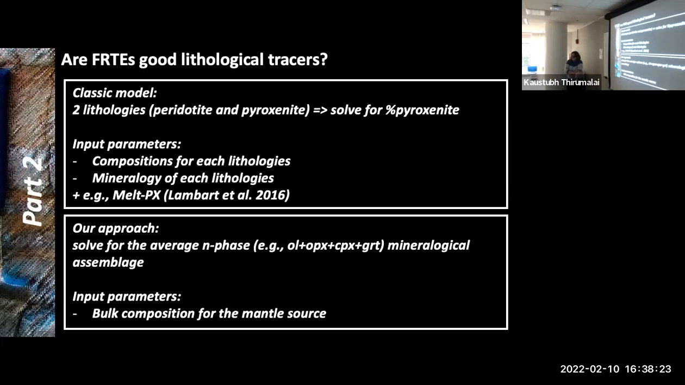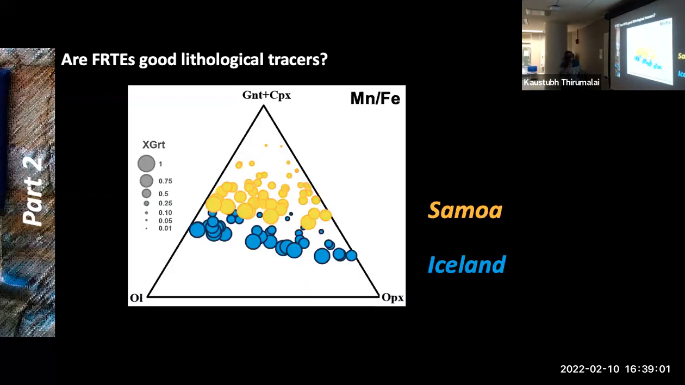What we did for this particular model is something different. We actually don't look at a heterogeneous mantle yet. We are just trying to figure out the average mineralogy of the source. So we don't have lithological heterogeneity in the mantle yet, just the average mineralogy. In this case, the only input parameter is the bulk composition of your mantle source. You don't have to assume the different compositions of your different lithologies in the mantle, and you don't have to assume the mineralogy of these different lithologies. So this is what we did here using, for example, the manganese-iron ratio.